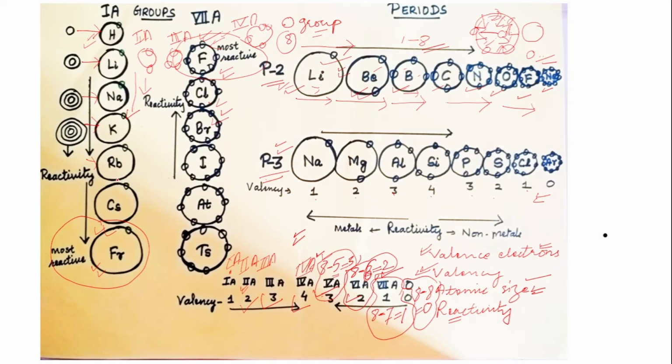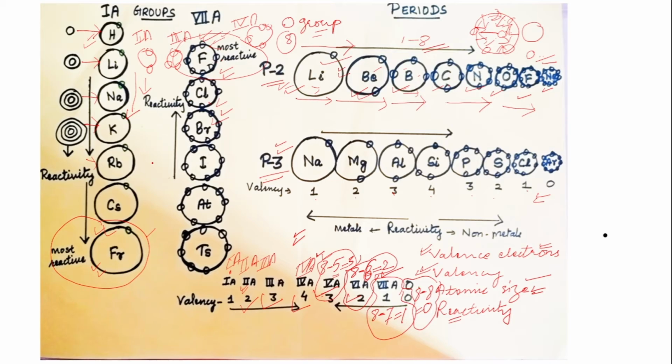So you understood, in case of metals, the bigger the atomic size, the lower the position, and at the same time the element is more reactive. In case of non-metals, the smaller the atomic size, the more reactive the element is.